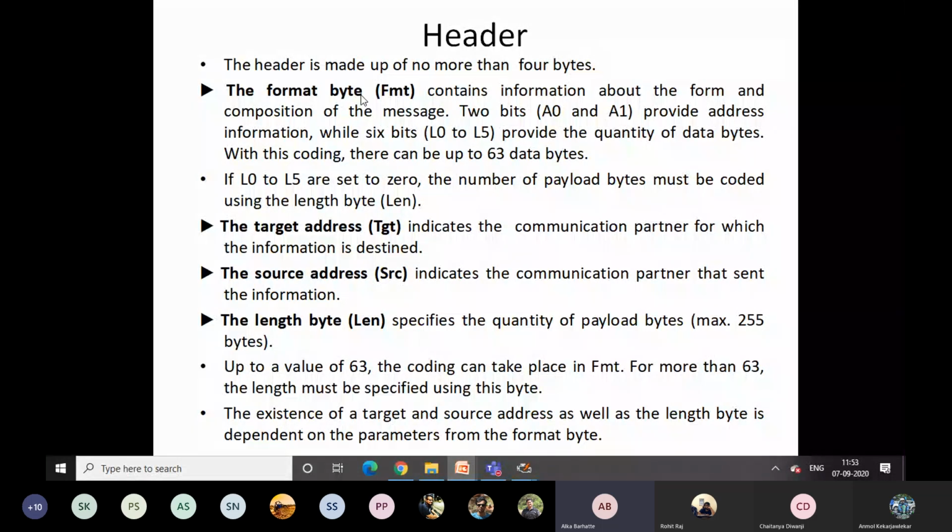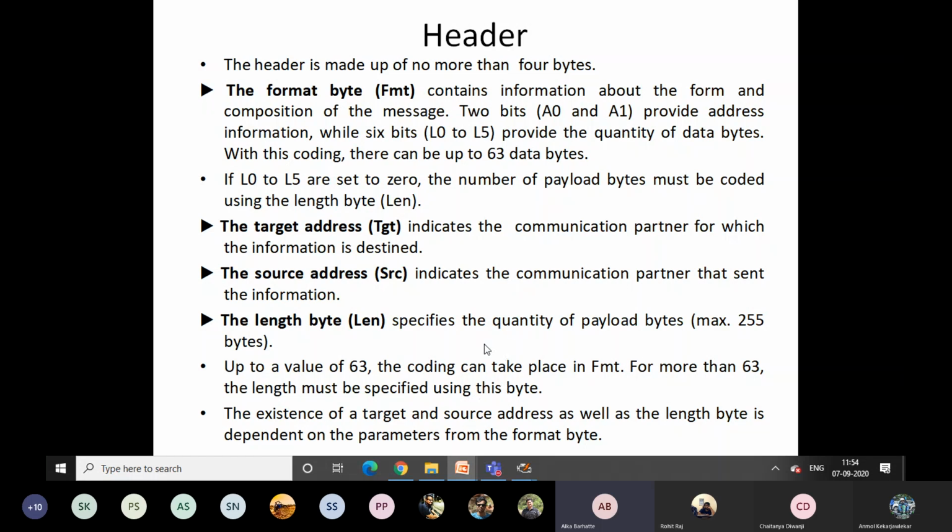As we have just seen, the header is made up of 4 bytes, out of which the first byte is your format byte. It contains the address information, and it also provides the quantity of data, how many bytes of data you are transferring onto that particular bus. This represents the coding up to 63 data bytes, and if the data bytes exceed 63, that is represented by your length byte.